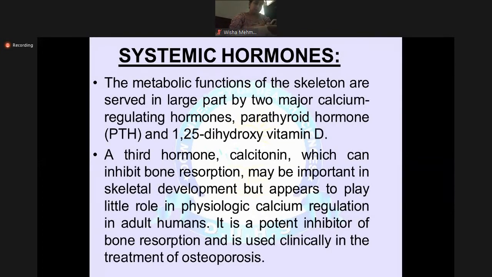So the metabolic function of the skeleton is served in large part by two major calcium regulating hormones, and you very well know what the two major calcium regulating hormones are: the parathyroid hormone and the 1,2,5-dihydroxycholecalciferol or vitamin D. In addition, a third hormone is called calcitonin. Calcitonin, secreted by the thyroid cells, can inhibit bone resorption. It may be important in skeletal development, but appears to play little role in physiological calcium regulation in adult humans.